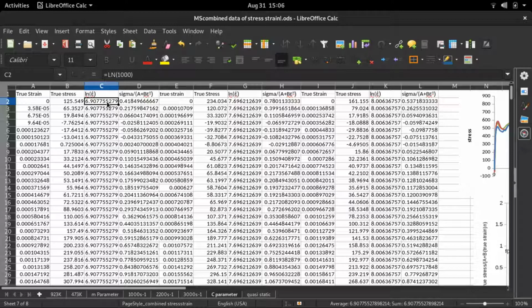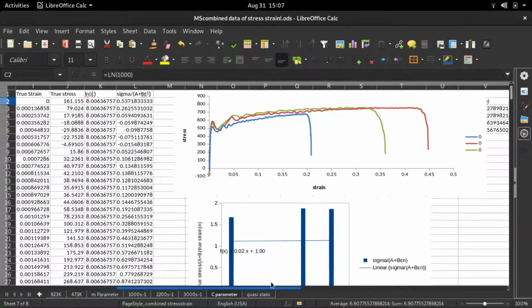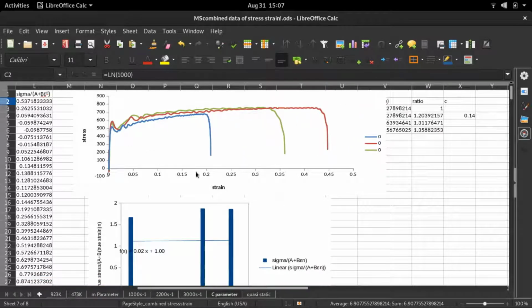If the reference strain rate were 0.01, then you would have to divide by 0.01, and the ln would have more zeros. Here we have taken the reference strain rate as 1 only, so 1000 divided by 1 equals 1000 only. Similarly we have done the others. Now we have to make the graph. This is the different strain rate, and I have made the true stress versus true strain graph.